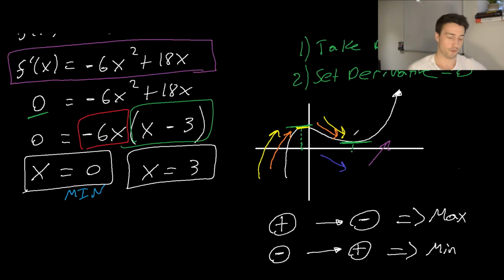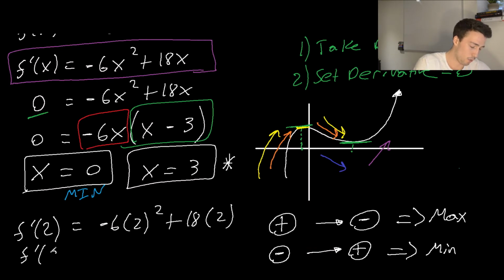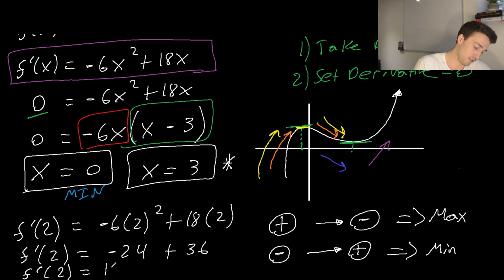Now I'm going to use the same strategy for our other point, x equal to 3. So now I'm going to say f prime of x, and I'm going to do it at 2, because that's right before 3. This is going to be equal to -6 times 2 squared plus 18 times 2. Well, that's going to be 4 times -6, that's -24, plus 36. So at 2, the slope is a positive 12.